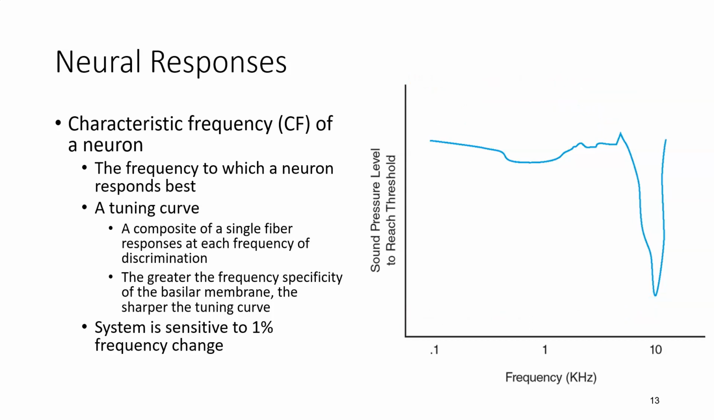The frequency specificity of the basilar membrane affects the tuning curve for the neurons. The lower frequencies basically have a finer response compared to the higher frequencies, and we can quantify this reasonably well in terms of looking at percentages of change. So if you're up around 10,000 hertz, a 1% change is a 100 hertz change, whereas if you're around 100 hertz, a 1 hertz change is a 1% change.